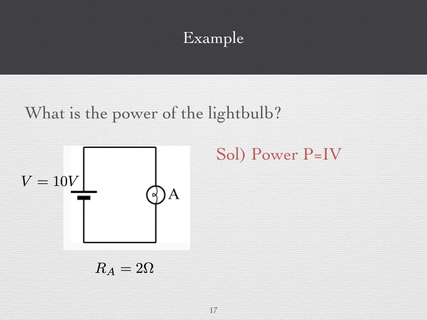But in this case, we know V is 10 volts because the voltage drop across the light bulb is 10. But I don't know what the current is. So what should we do here? If we don't know the current but we know the resistance, then we can use V and R to figure out my current. We'll do V over R, because of Ohm's law. Now I just need to put in all the numbers and get the answer. It's going to be 50 watts for this light bulb.